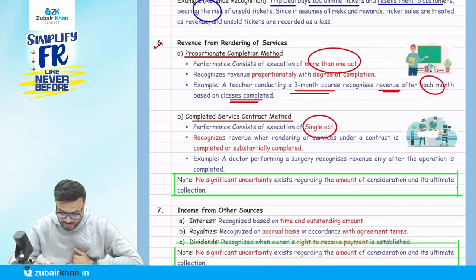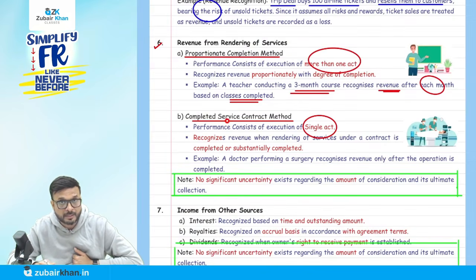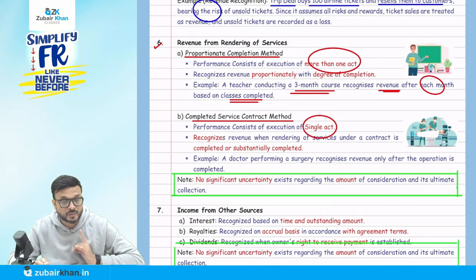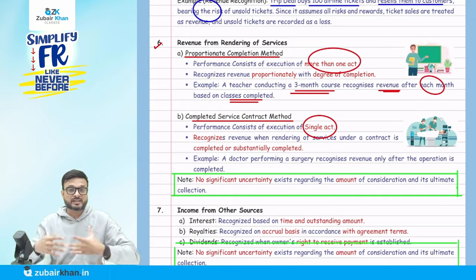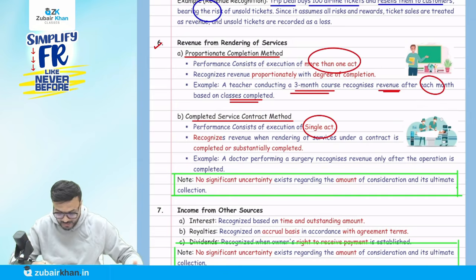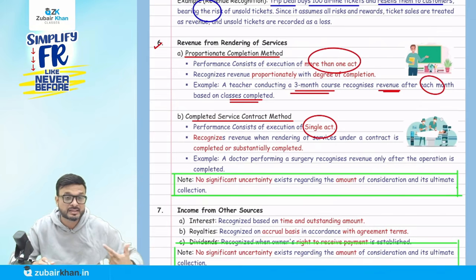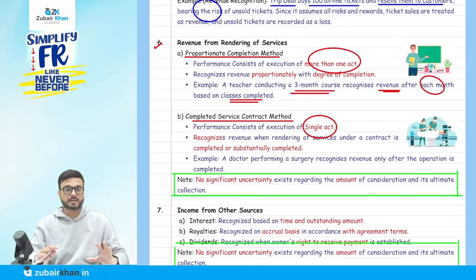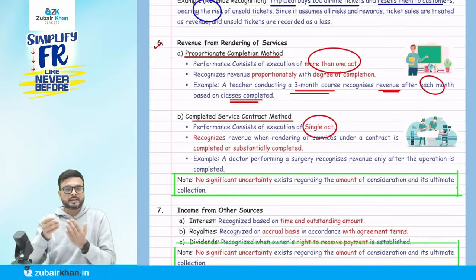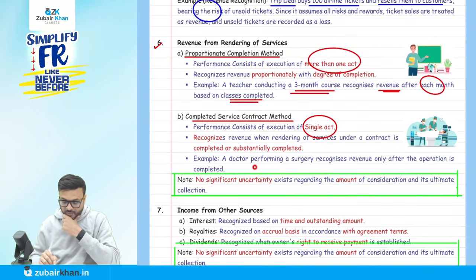But when it comes to the completed services contract method, they say performance consists of execution of a single act. That means we are providing services, but in one shot, like a doctor performing a surgery. For such type of service, they say recognize revenue when rendering of services under the contract is completed, when almost all work has been completed. They have done the surgery, now they can recognize the revenue. For example, a doctor performing surgery recognizes revenue only after the operation is completed.